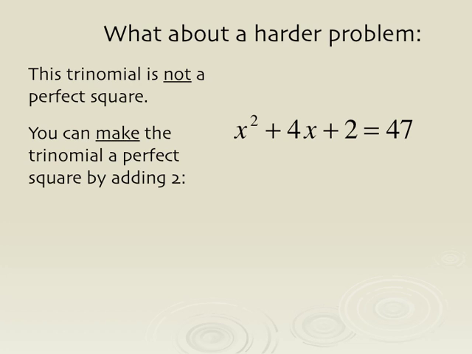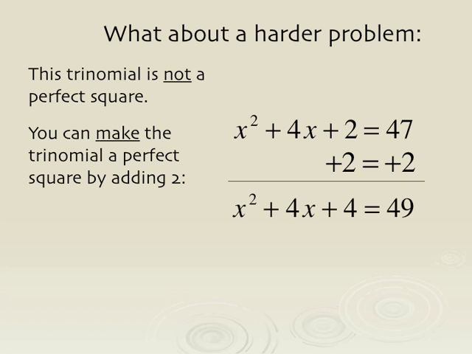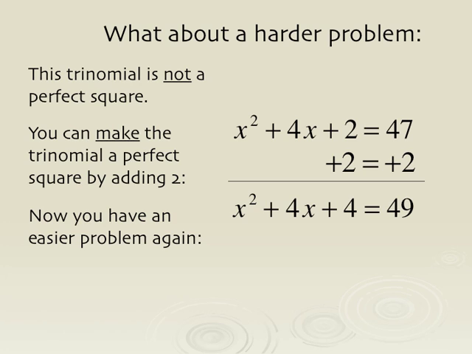If I add 2 to both sides of this equation, that keeps the equation balanced, so it doesn't change the solutions. And when I do that, I get x squared plus 4x plus 4 equals 49. Now this is the same problem as we had on the previous slide. The left-hand side now is a perfect square. I can rewrite it in its factored form, x plus 2, that whole quantity squared, equals 49, and I can take the square root of both sides and proceed as we did in the previous two slides.